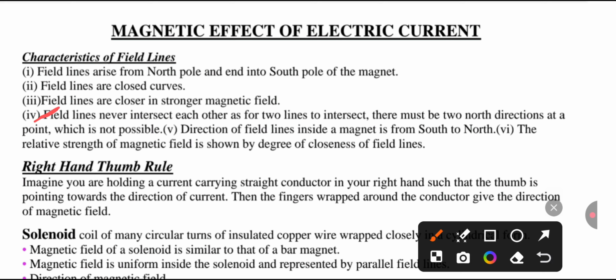So the 4th point is very important, and the characteristics of field lines are also important for 2 or 3 marks. So next, 5th point: the direction of field lines inside the magnet is from south to north. The relative strength of the magnetic field is shown by the degree of closeness of field lines.